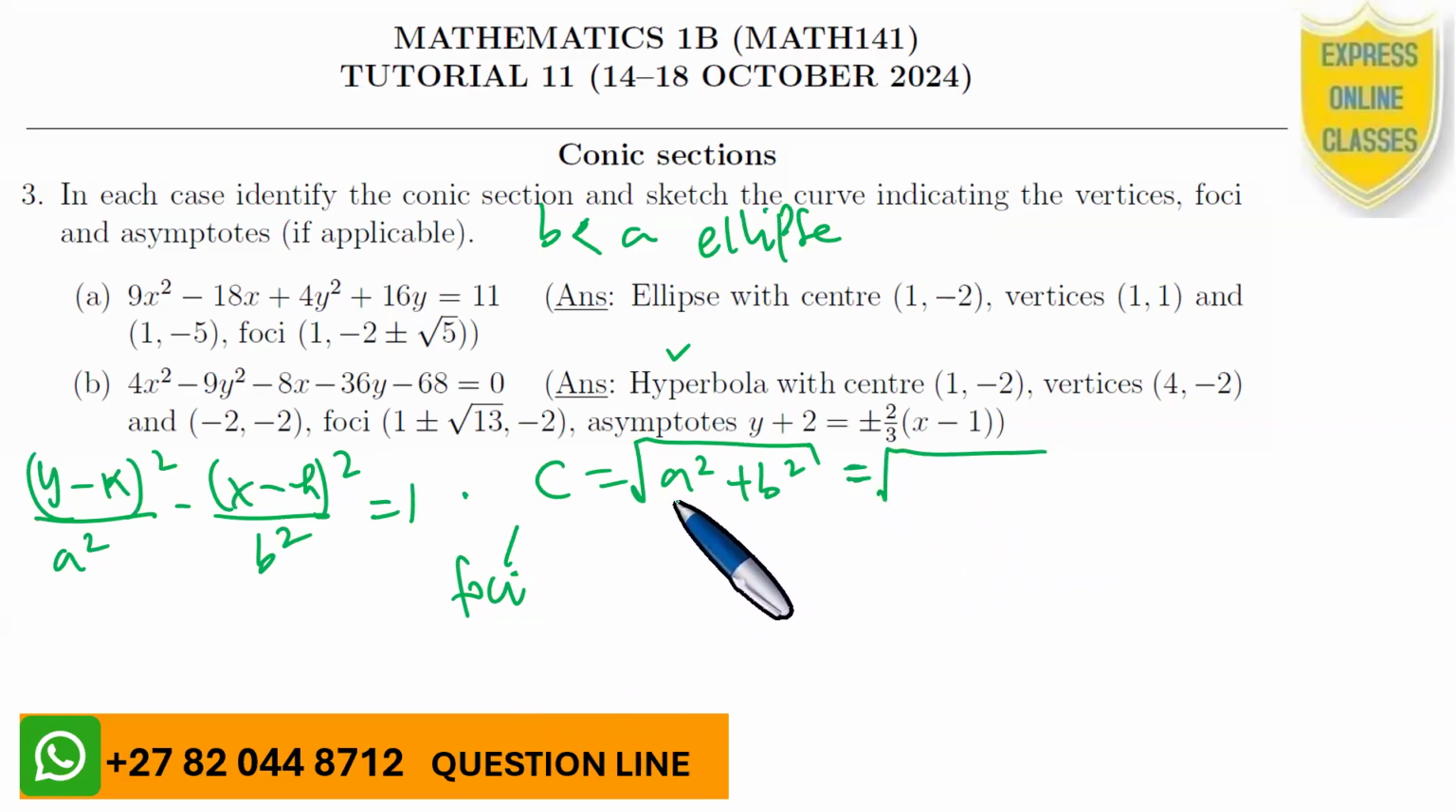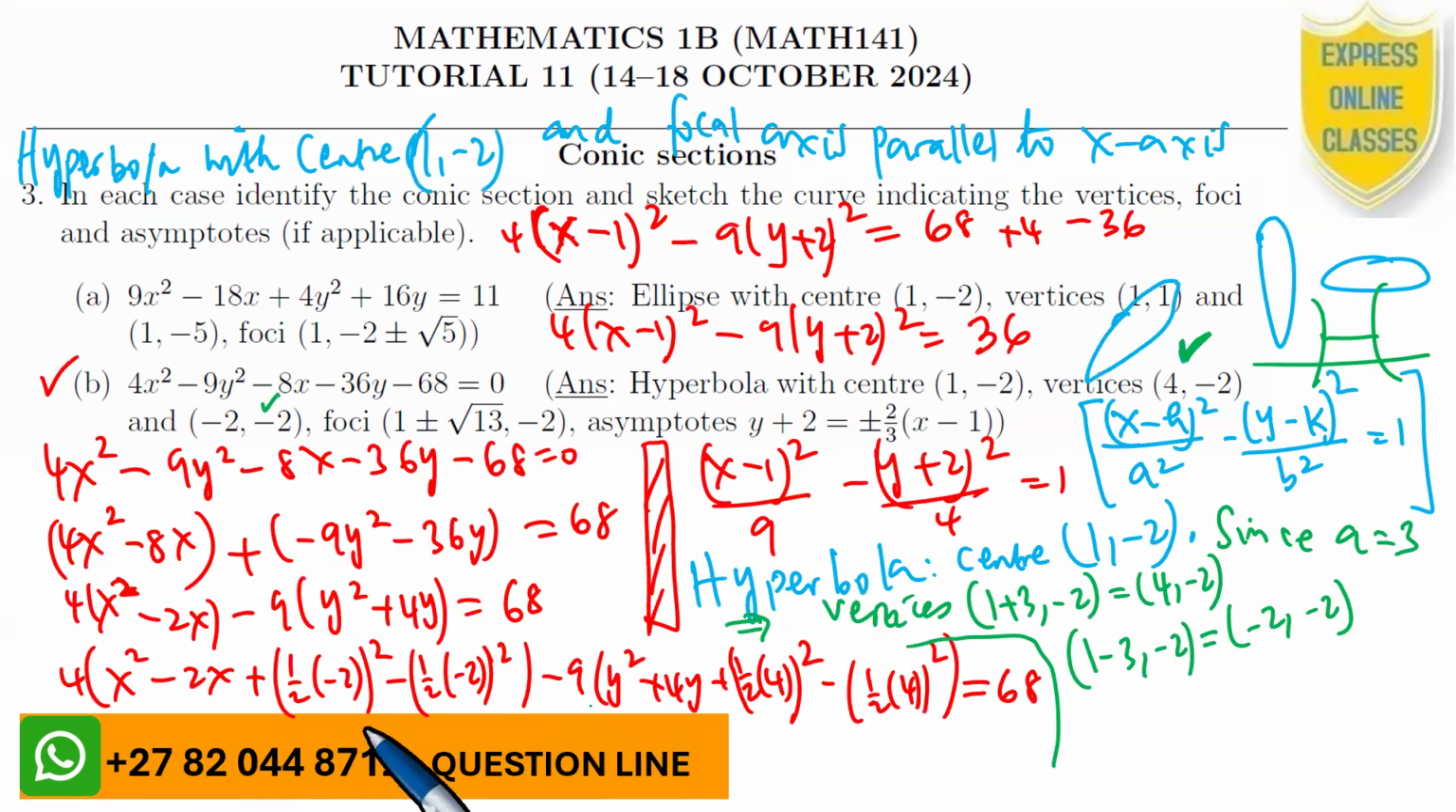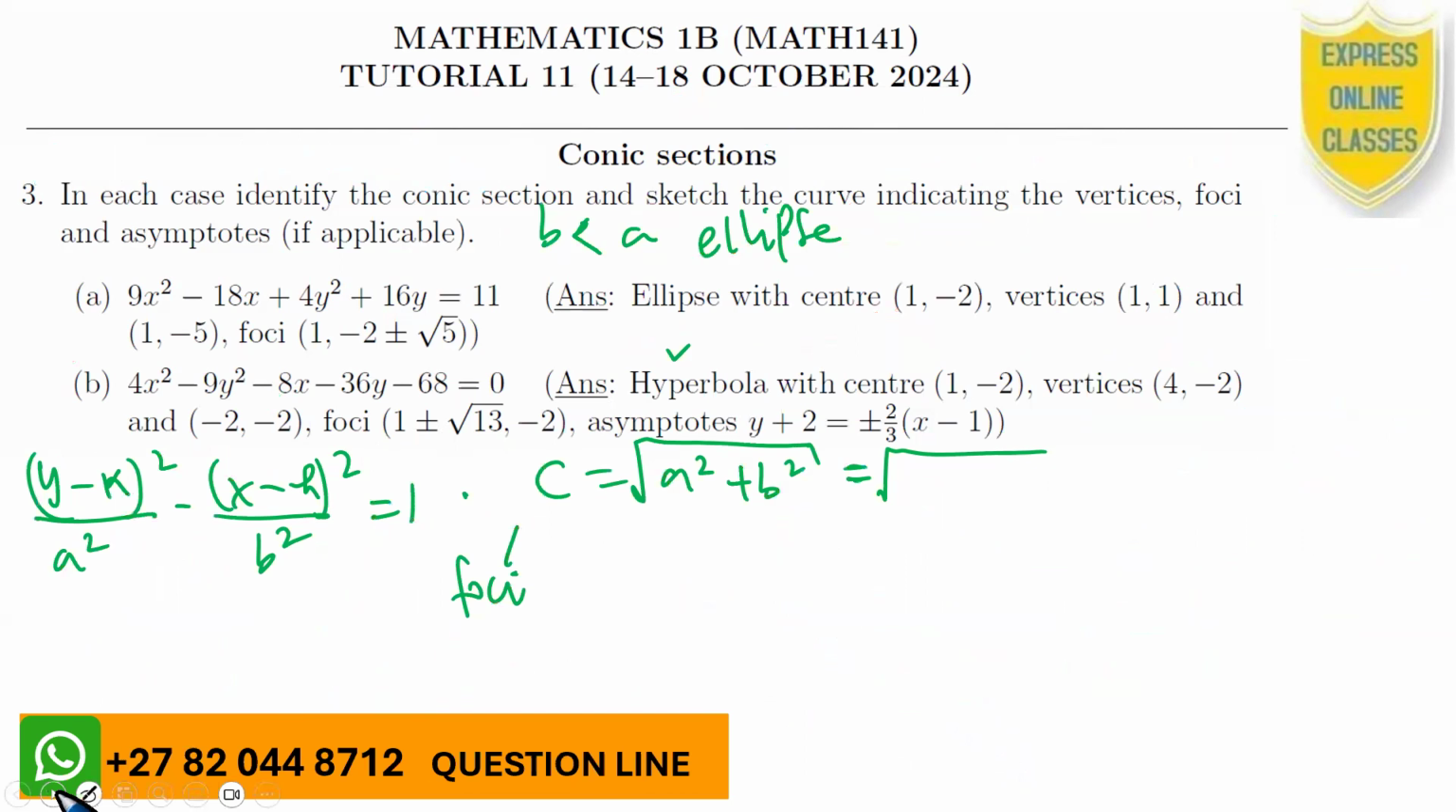Okay, what is our A squared? So now you see that our A squared for the hyperbola is 9, and then our B squared is 4. And this becomes the square root of 13. Yay, we've got it. Now, we need to remember that the C has the square root of a sum. And then now we're going to find the foci.